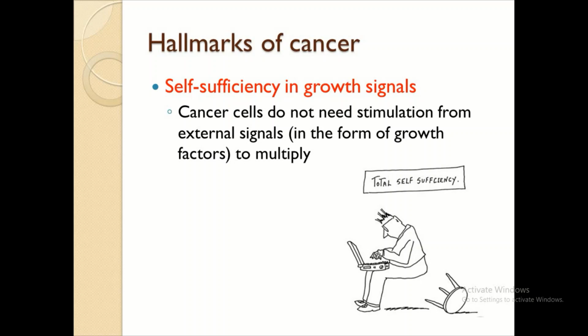First one is self-sufficiency in growth signals. These cancer cells do not need any kind of stimulation from external signals to multiply. So they multiply on their own. There are no such stop signals. They can replicate anytime, proliferate on their own. They do not need any external stimuli to start the multiplication.